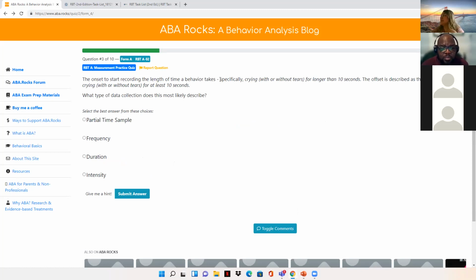The onset to start recording the length of time a behavior takes is specifically crying with or without tears for longer than 10 seconds. The offset is described as the total absence of crying with or without tears for at least 10 seconds. What type of data collection does this most likely describe? Remember we talked about which one has that onset and offset. It tells us what time to start taking the data and what time to stop taking the data. So which one do you guys think? Partial time sample, frequency, duration, or intensity?